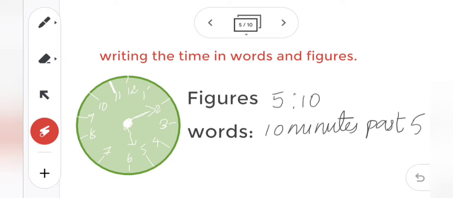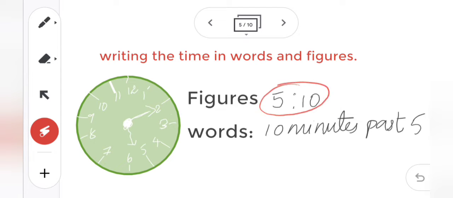Okay, and now the minute. For the minute, you have to look at the minute hand. The minute hand is on 2, so the minute will be 2 into 5, 10. 2 fives are 10. So the minute will be 10 minutes. So 5 hour and 10 minutes, 5:10. So the time is 5:10.